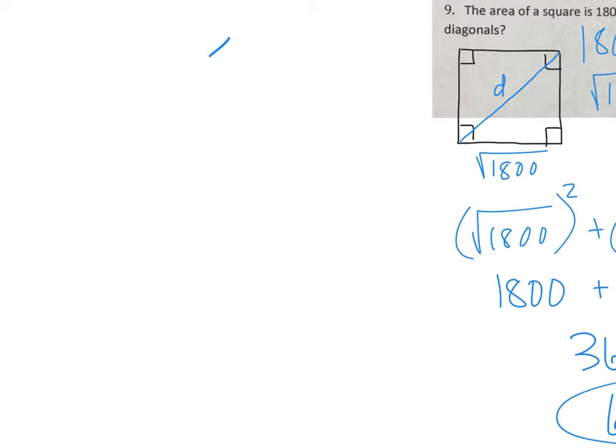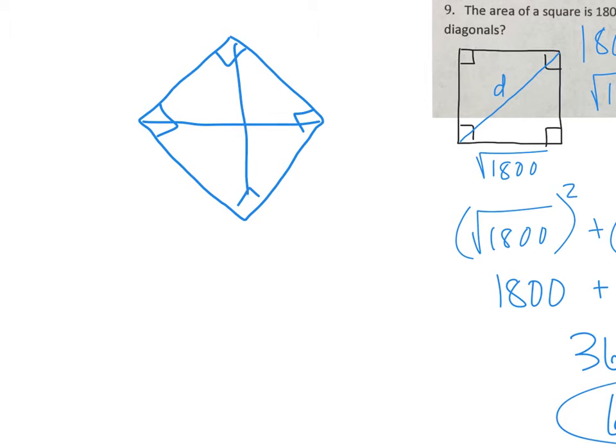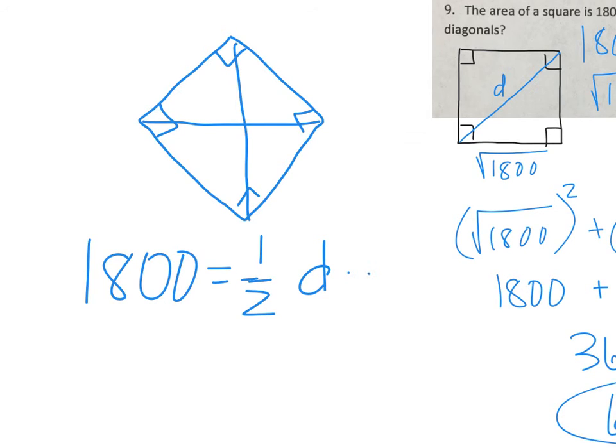What if I were to turn my square on its corner like this? Then we might think about this as a different kind of shape known as a rhombus. Now, in a square, the diagonals are equal. So I can say 1800 equals half of my diagonals times my diagonals, since they're both the same.